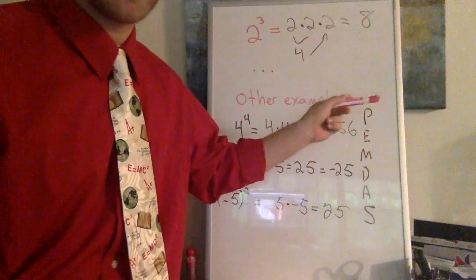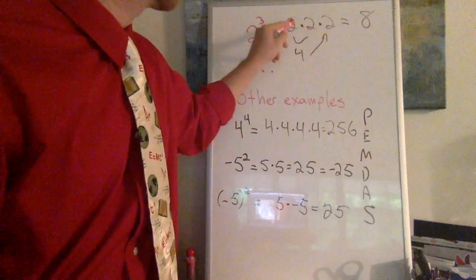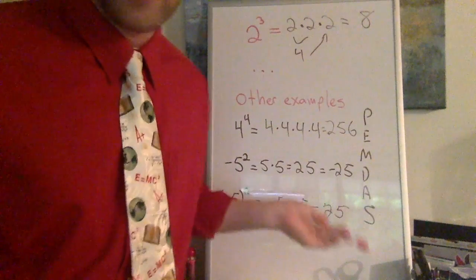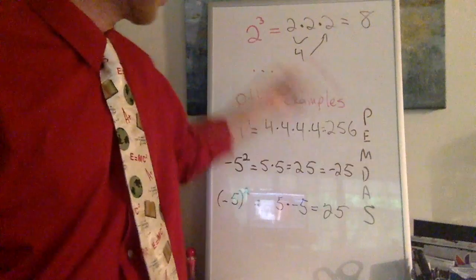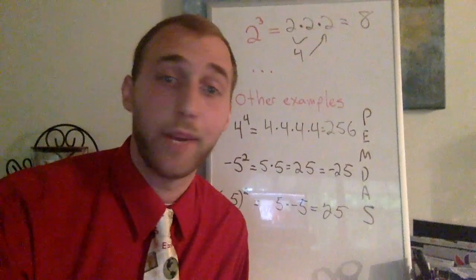So you can see how this is a shortcut, right? 2 to the third can also be written as 2 times 2 times 2. What if I had like 2 to the 19th? I don't want to write that out. 2 times 2 19 times? Are you kidding me? No.